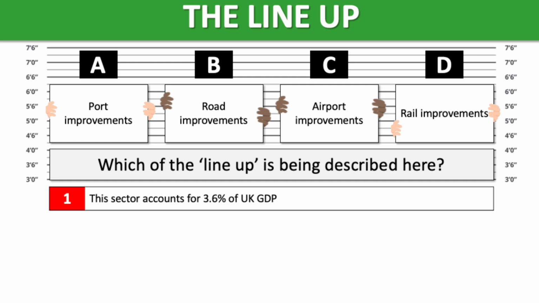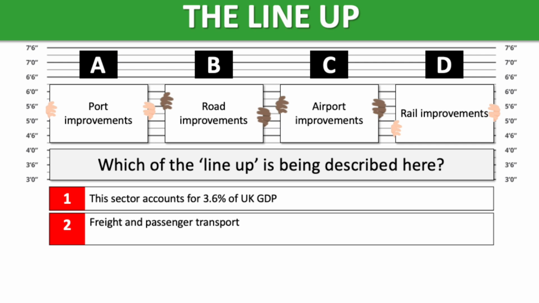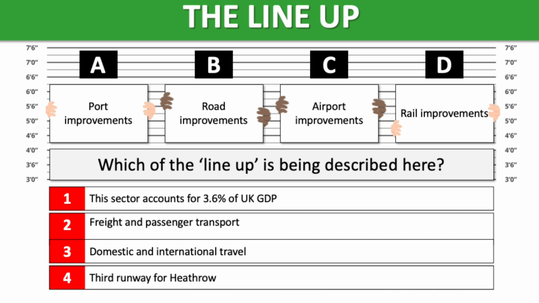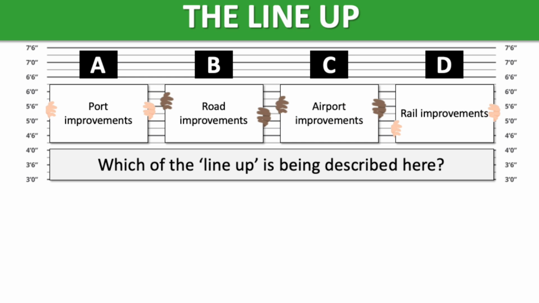This sector accounts for 3.6% of all UK GDP. Freight and passenger transport, domestic and international travel, and a third runway for Heathrow. What is being described here? It is, of course, airport improvements.